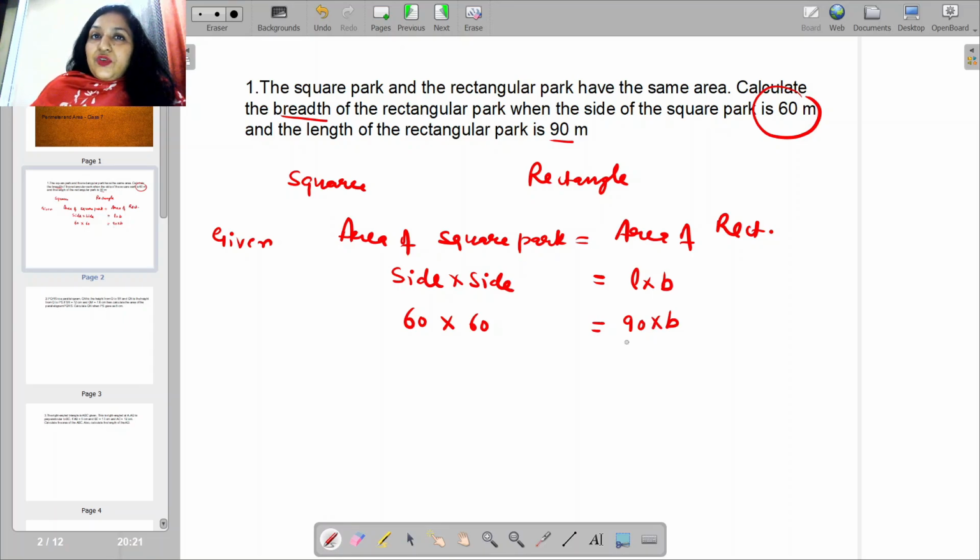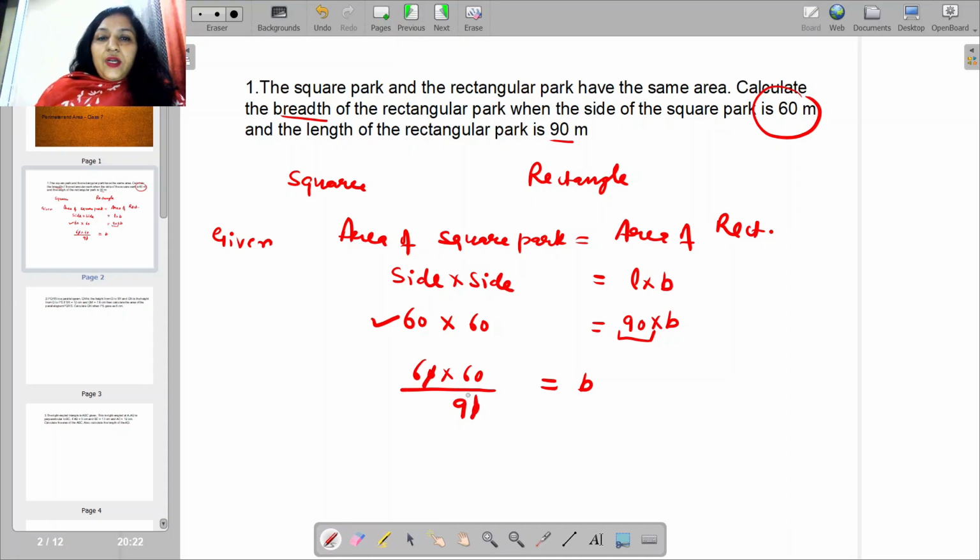Now we can use the transpose method. If a number is multiplying on the right hand side, it has to divide on left hand side. I'm not multiplying 60 into 60 as of now, just to make my calculation easier. If you want to multiply first and then divide, that is also good to go. So this is 60 into 60 divided by 90, which is equal to breadth of the rectangle.